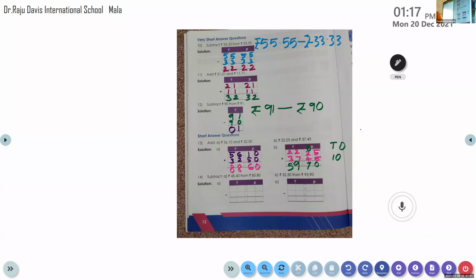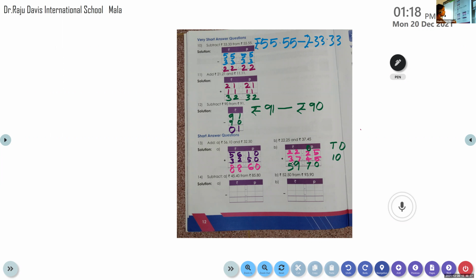Now let's move to number 14. Yes, Meenakshi, please read question number A. 14A, it is subtract. Subtract 45 rupee 40 paise from 85 rupee 80 paise. What's the meaning of that? 85 rupee 80 paise minus 45 rupee 40 paise.